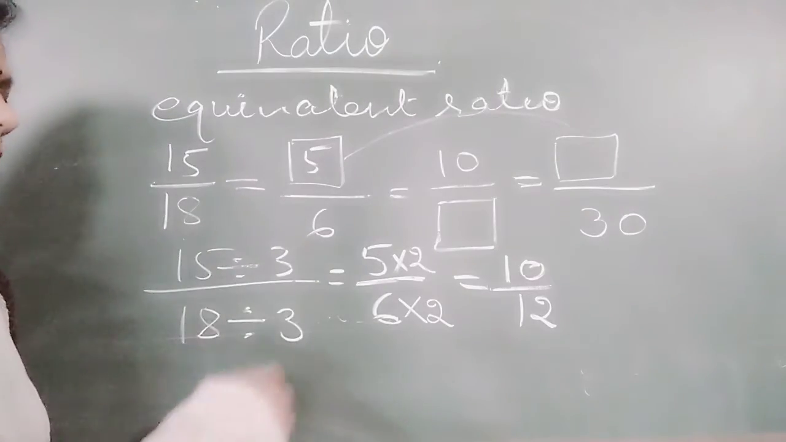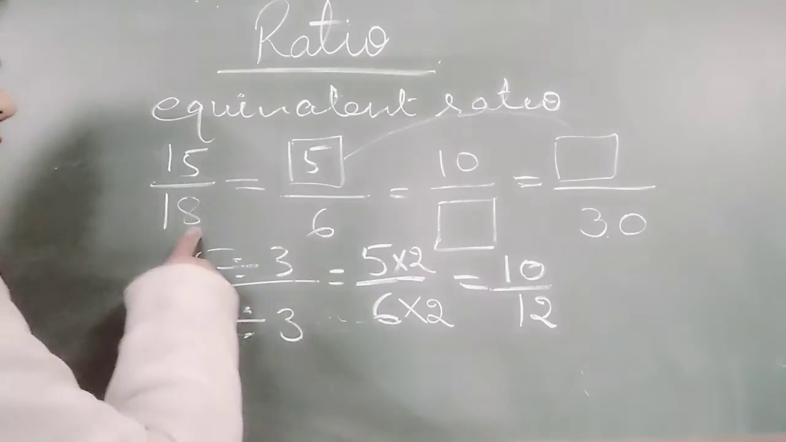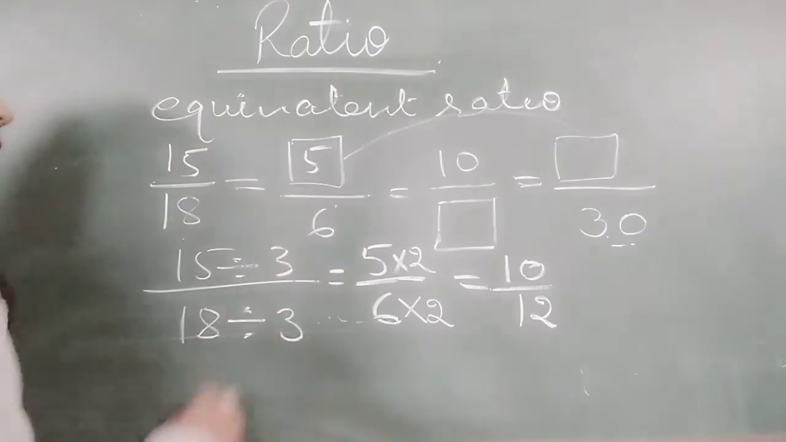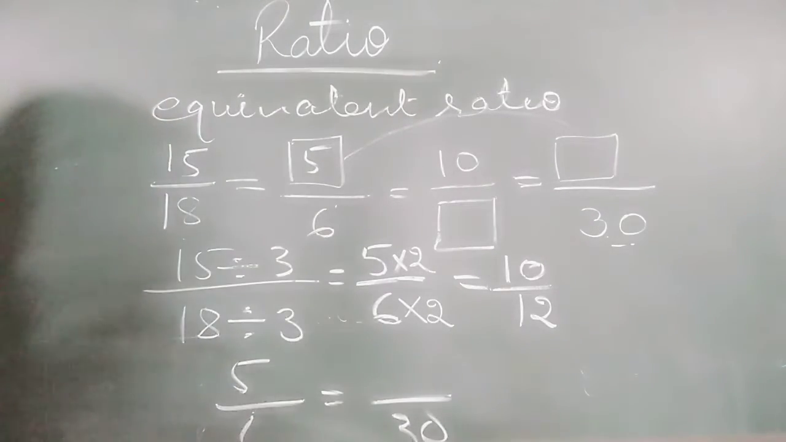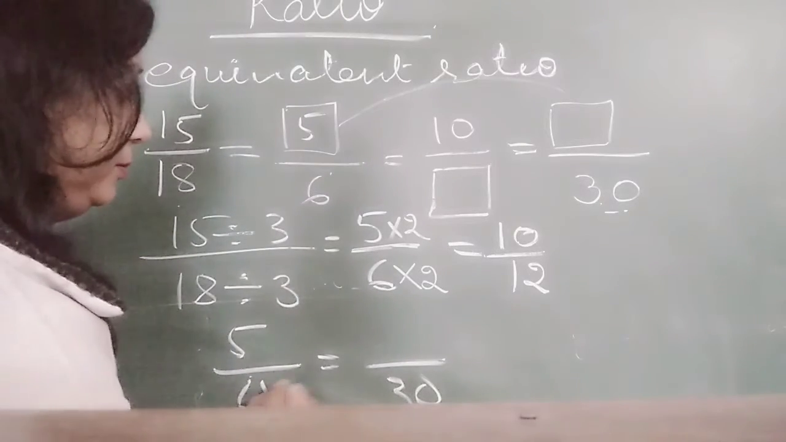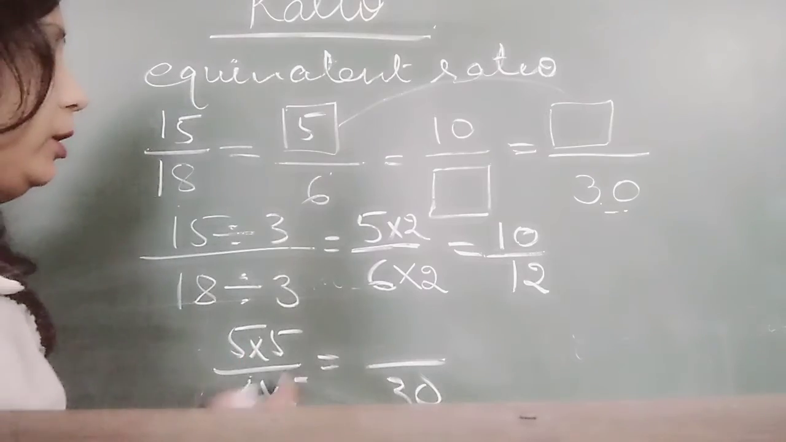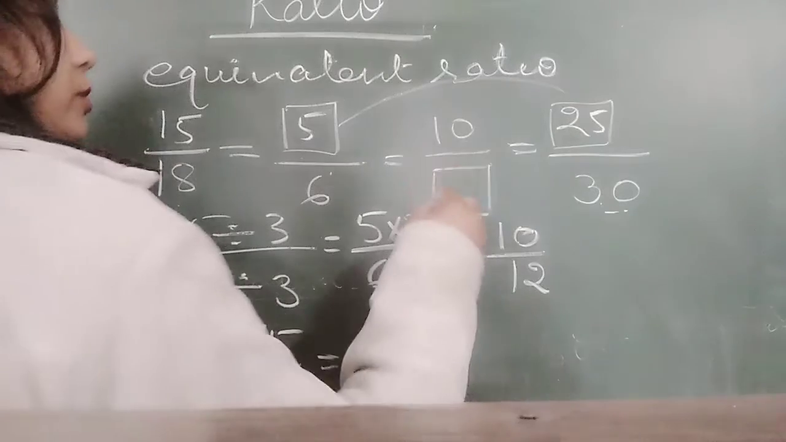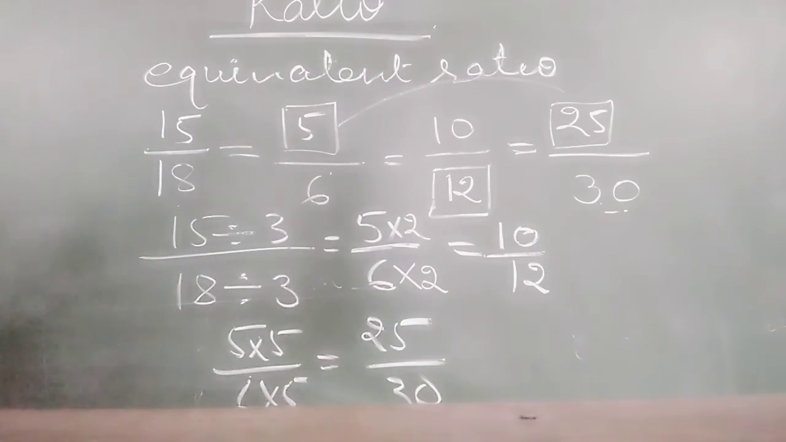So first we will see by what we can easily multiply to find this number. Which one ratio is convenient to get this number? This 5 upon 6. The denominator is already given, 30. So if we multiply 6 by 5, then we will get 30. So we will multiply both numerator and denominator by 5. Then we will get here 25. So all these ratios are equivalent ratios.